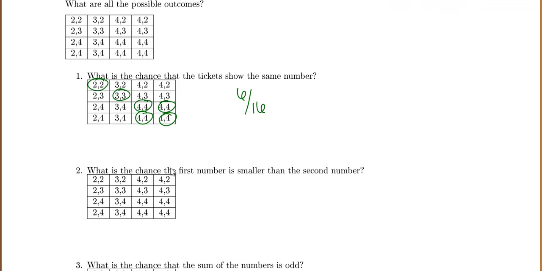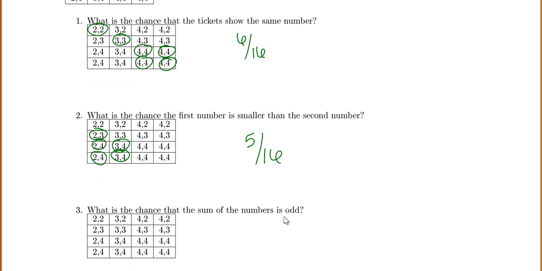For my next one, what is the chance that the first number is smaller than the second number? Again, just go through and circle all the outcomes that have the first number smaller than the second number. So it's 2, 3; 2, 4; 2, 4; 3, 4; 3, 4. It looks like those are my only possibilities. So there are 5 out of a total of 16.